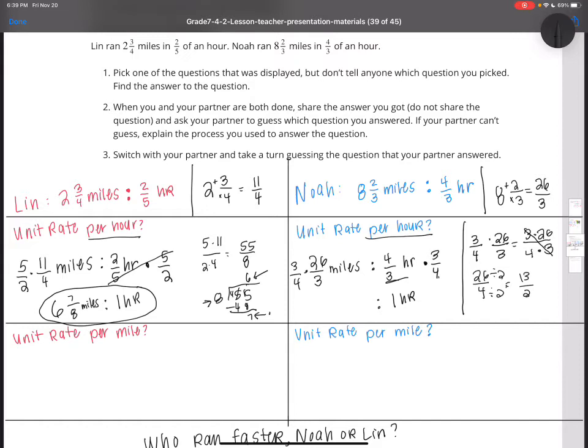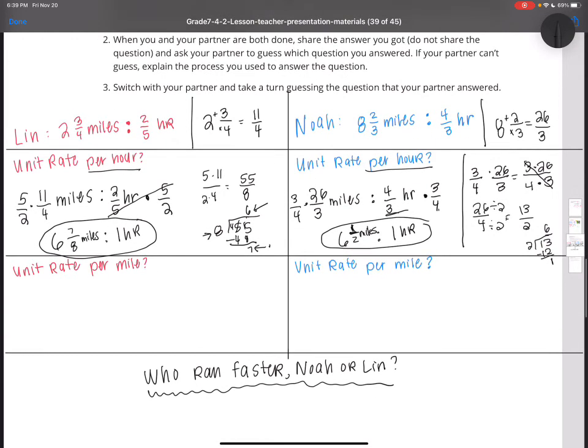So then now I need to change it back to its mixed number value, which is how many times can 2 go into 13 without going over? 2 can go into 13 6 times, and what's left over is 6 1/2 miles. I'm going to circle that, okay? So now let's look at the next one.